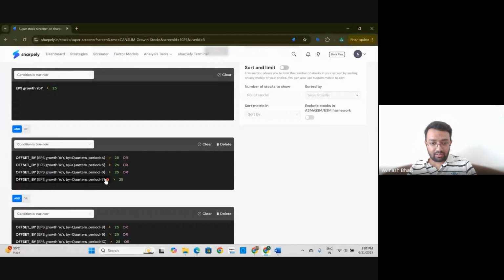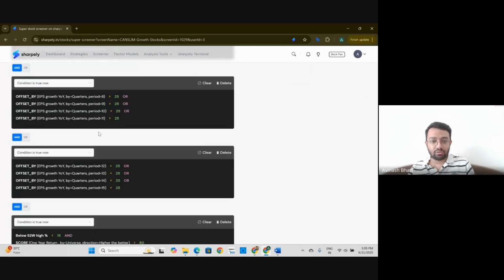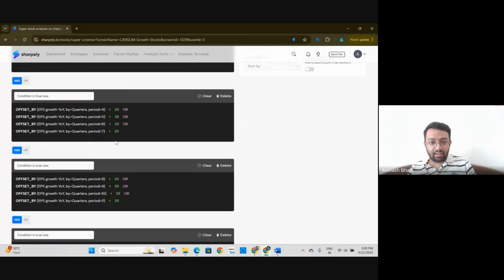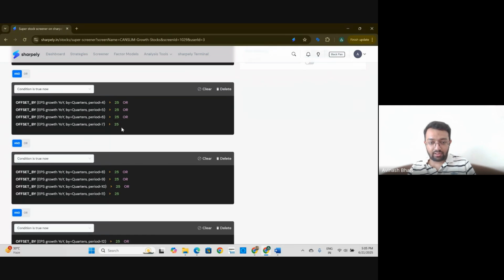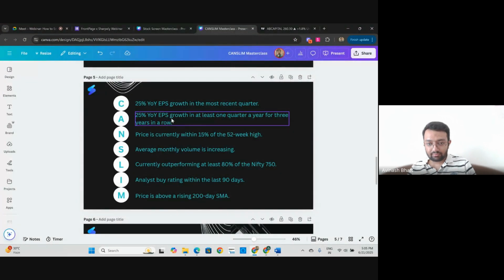So these 4 quarters represent the last 4 quarters. Then these are 4 quarters before that. These are 4 quarters. So basically 1 year, 2 year, 3 year, and in at least one quarter the growth should be higher than 25, right? So these three blocks represent this second condition.